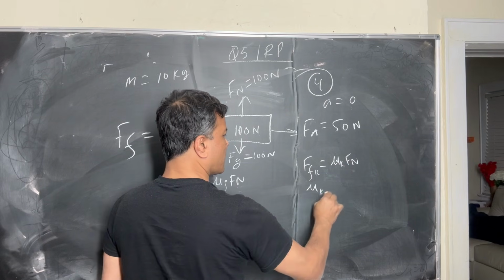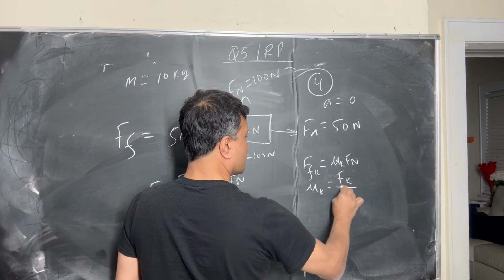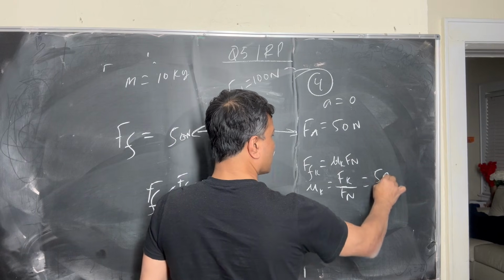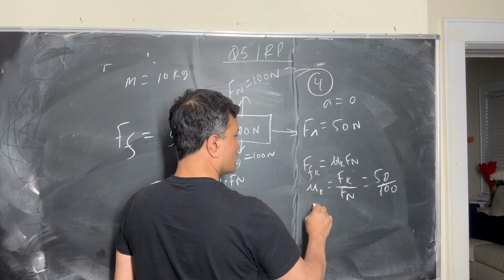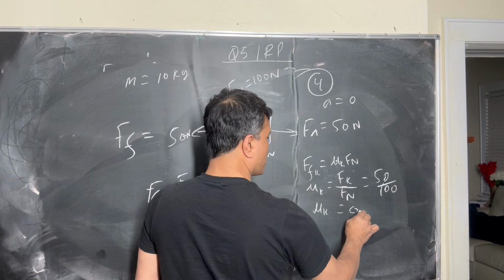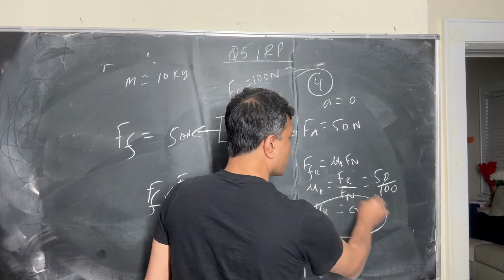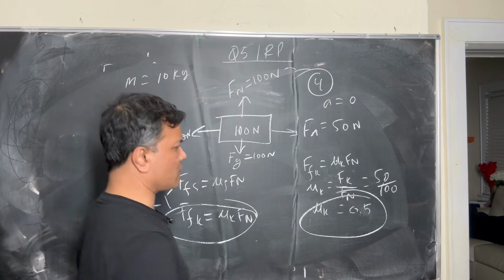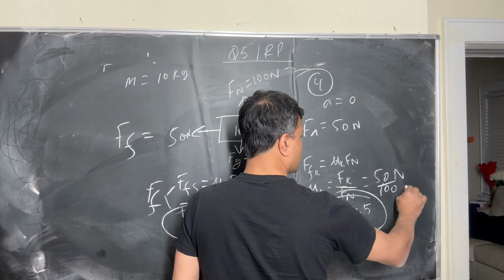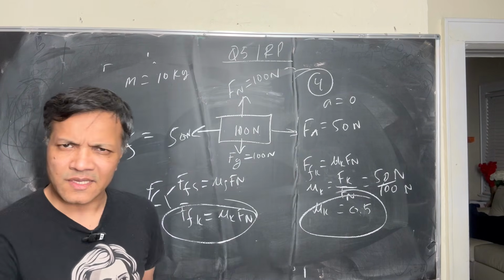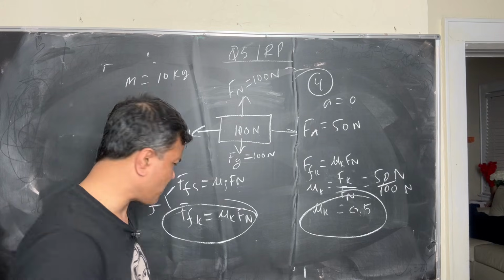Mu k. So mu k is fk over fn. So fk is 50 and fn is 100. So that means mu k is 0.5. Mu k doesn't have any unit because this one is Newton, this one is Newton. They cancel each other. And that is problem number 4. Now let's go to problem 5.